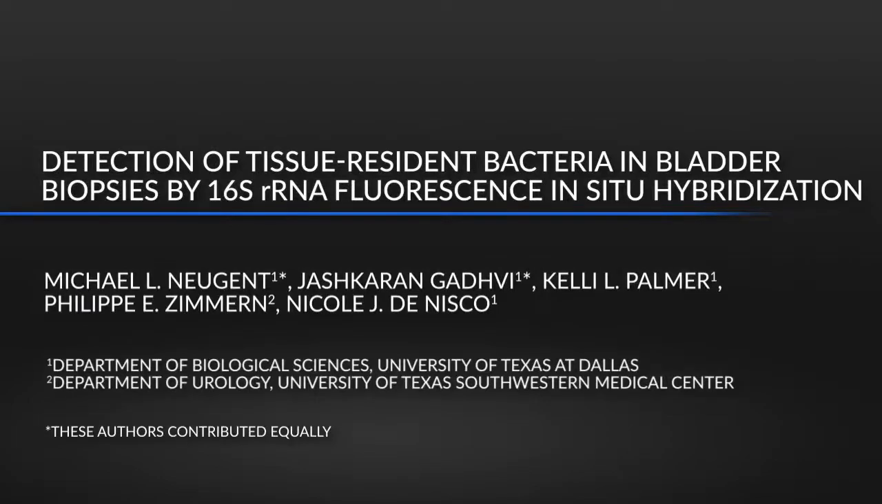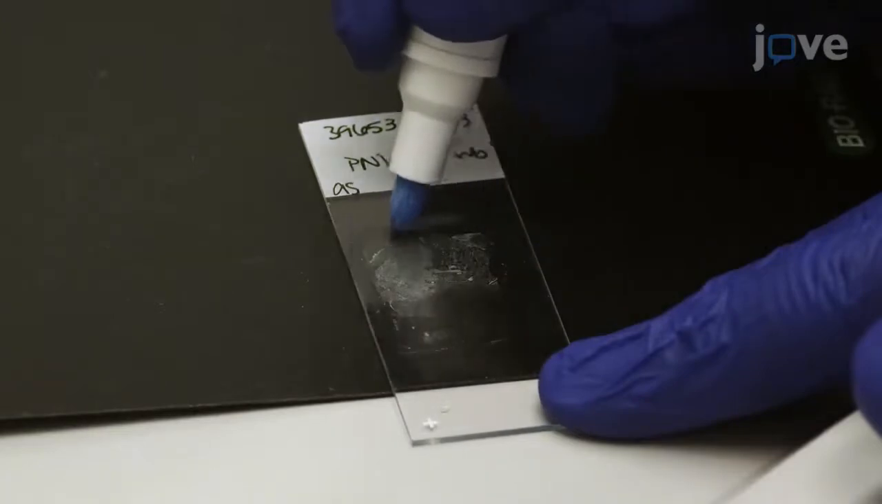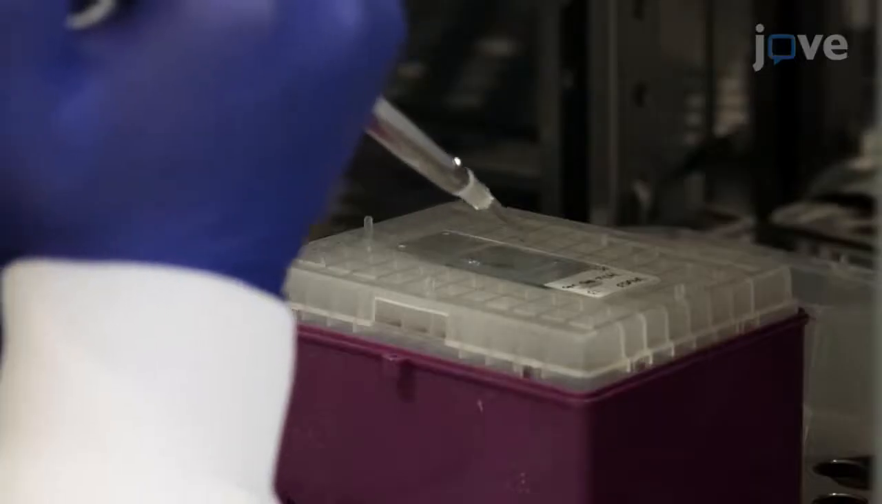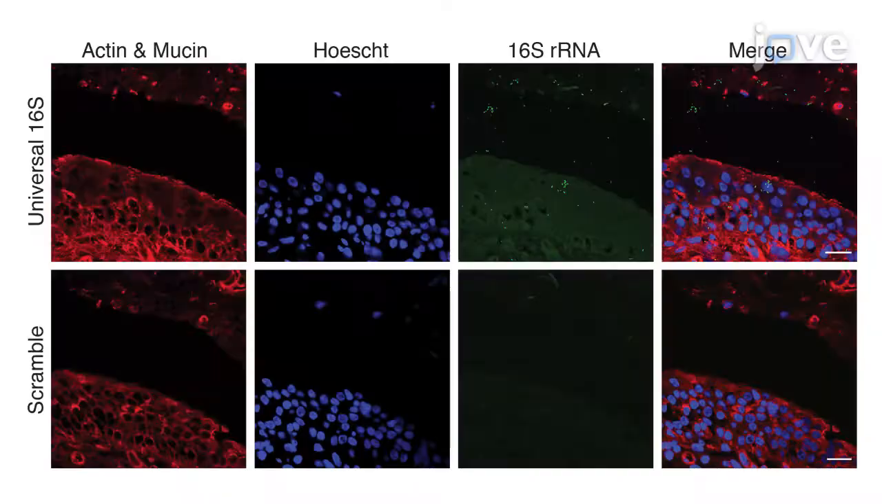Here we present a robust protocol for the detection of bacteria within biopsied bladder tissue, which has broad applications to many tissue types where bacteria are suspected to be present. The main advantage of this technique is that it's unbiased. It allows the researcher to detect bacteria within tissue without any a priori knowledge of which bacterial species is present.